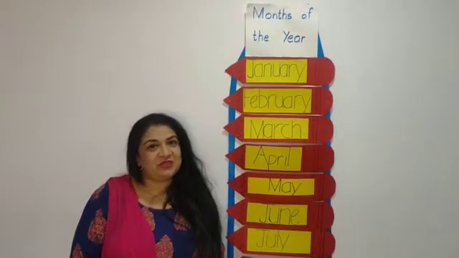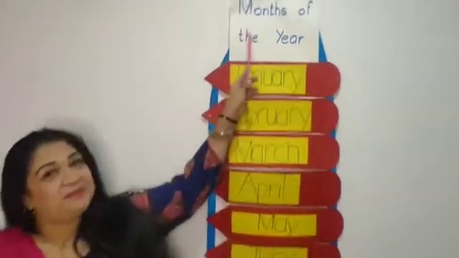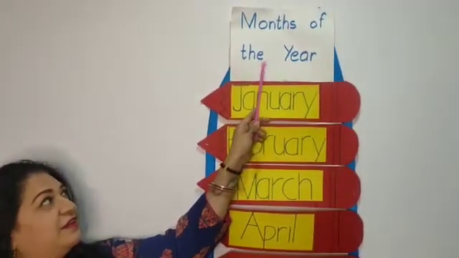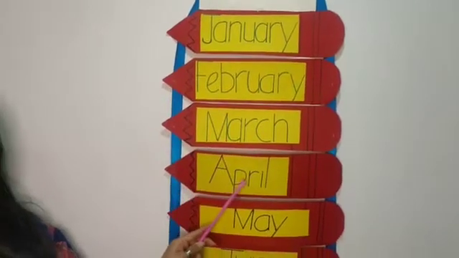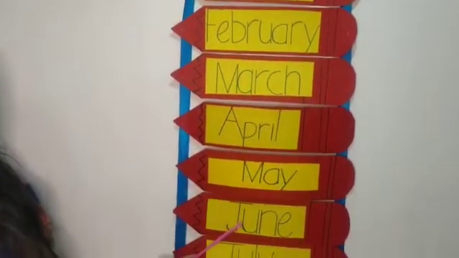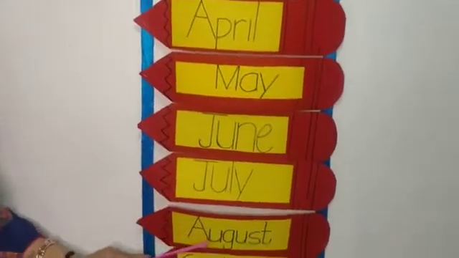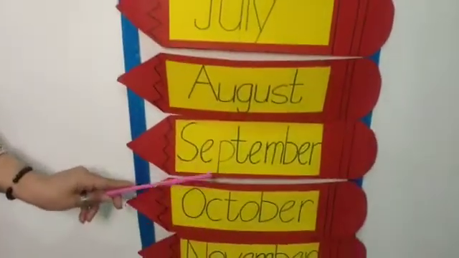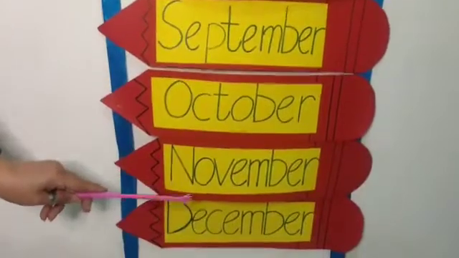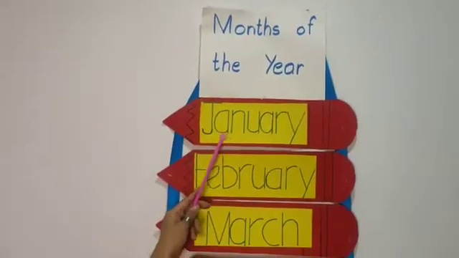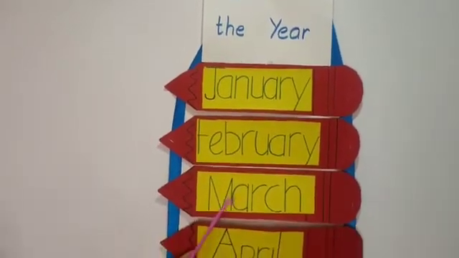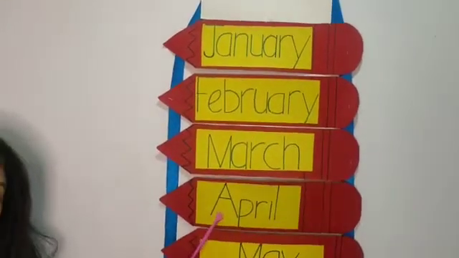So children, let's do revision of months of the year which we did yesterday. We have 12 months in a year. January, February, March, April, May, June, July, August, September, October, November, December. These are the months of the year. And today we are going to write January, February, March and April in our notebooks.